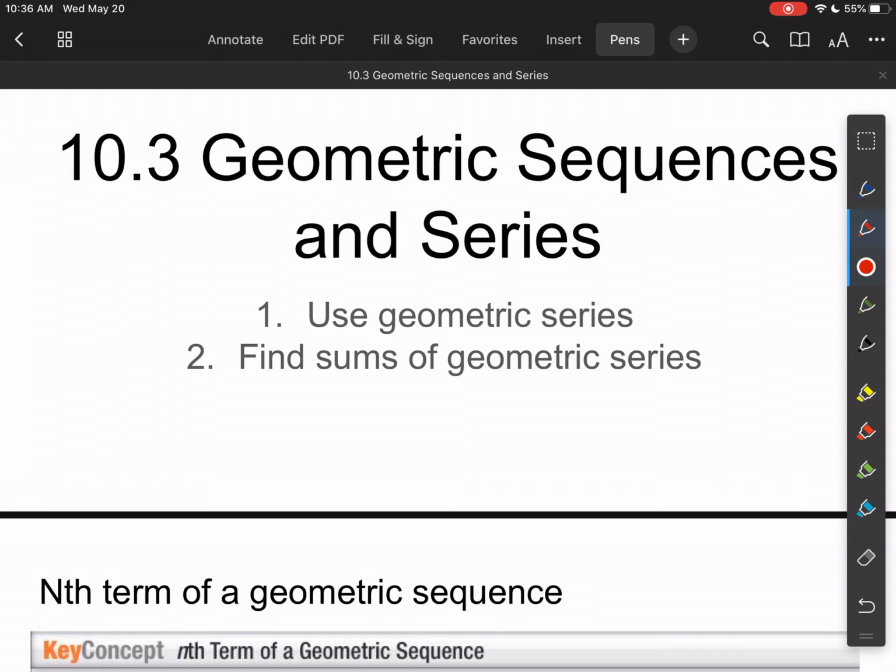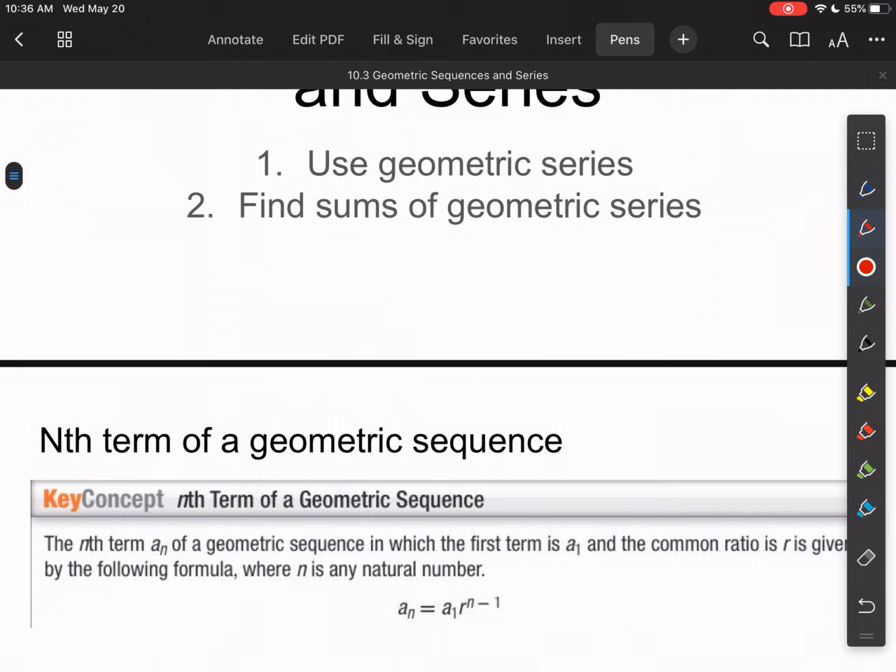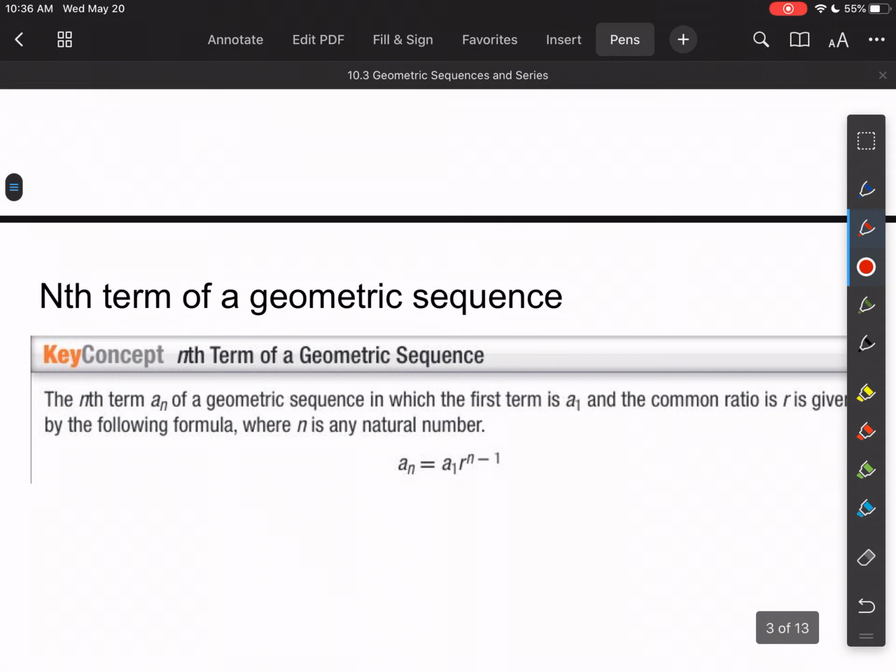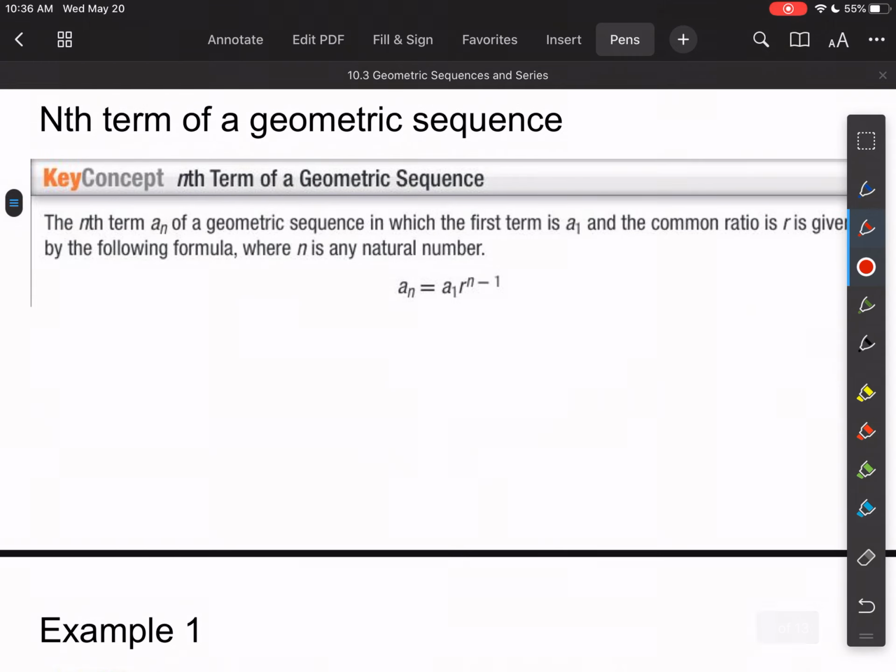Okay, so yesterday we focused on the arithmetic sequences. Today we're going to focus on the algebra that is involved in the geometric. So first off, I'll give you the formula for this. The nth term of a geometric sequence is equal to the first term multiplied by the common ratio, which they call r, raised to the power of n minus 1.